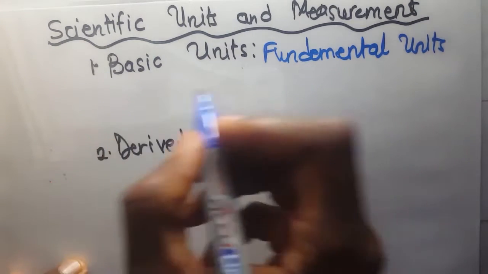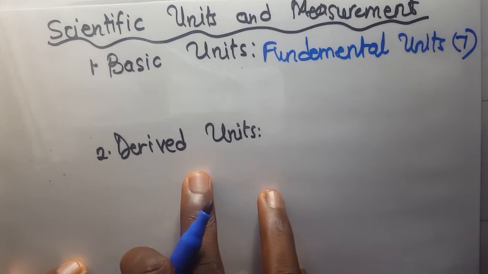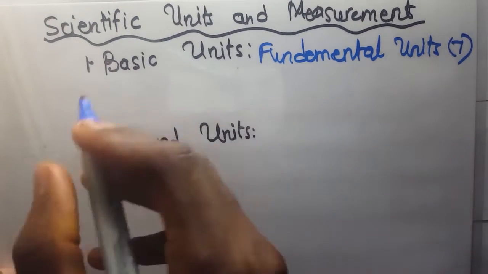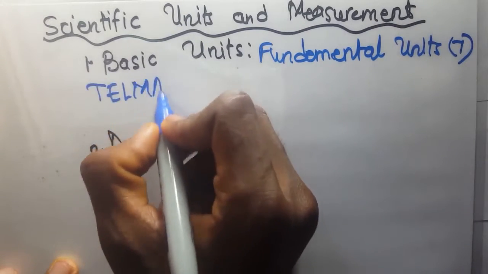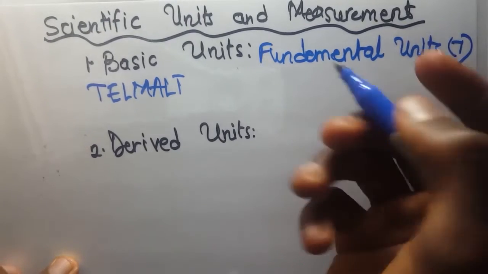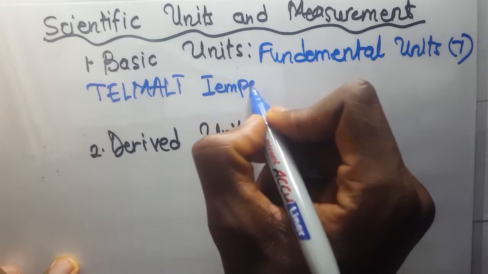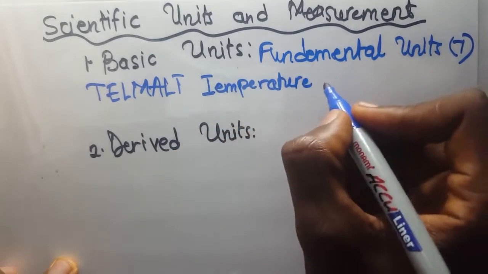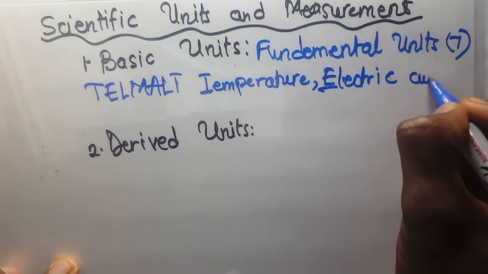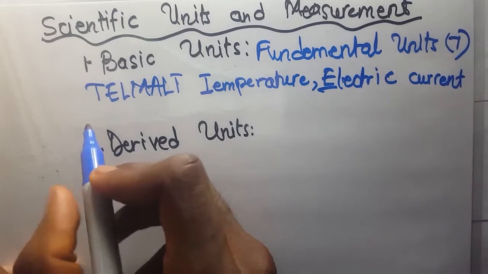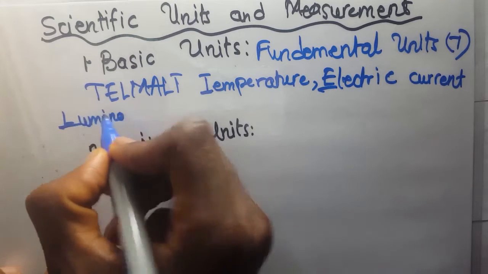Now there are 7 basic units. And to remember them, I have a mnemonic for them. I call it Telmalt, T-E-L-M-A-L-T. Now the first T is for temperature. The second letter E is for electric current. Then the next letter L is for luminous intensity.